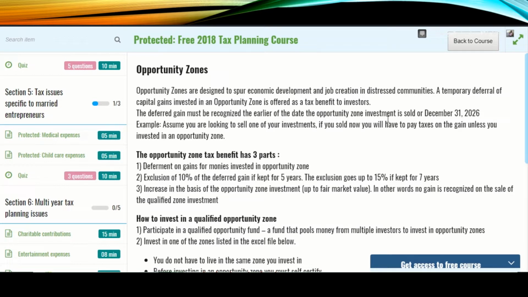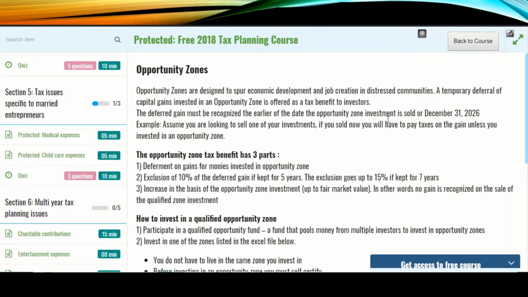The opportunity zones are designed to spur economic development in depressed neighborhoods, the depressed communities. A list of those communities is in the Excel file attached with this lesson. And the benefit you get as an investor in these depressed communities is a tax benefit, which means you defer capital gains. How much you defer depends on how long you keep the investment.